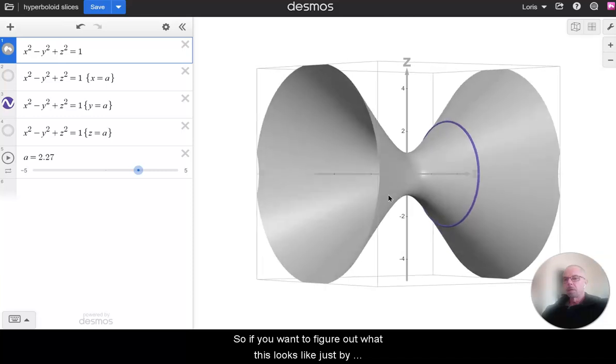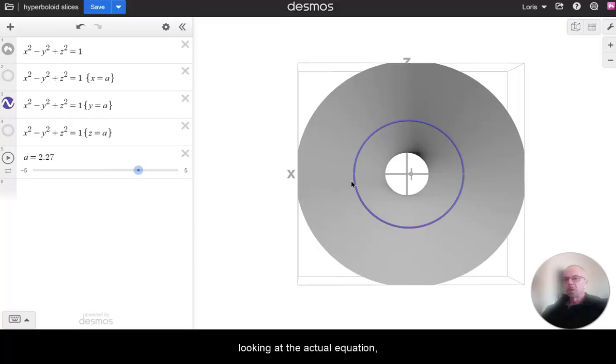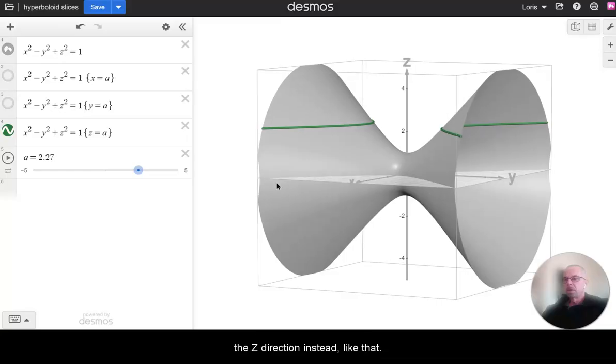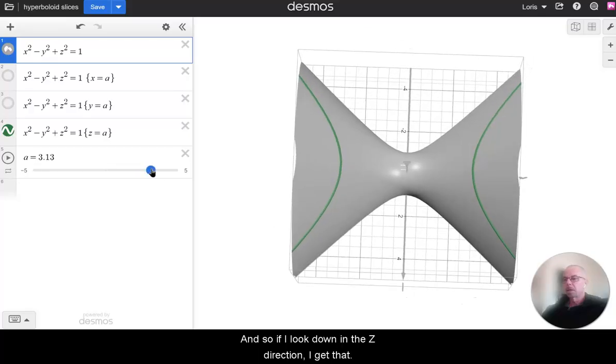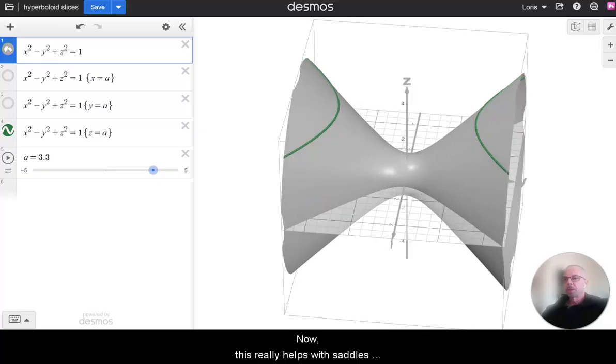So if you want to figure out what this looks like just by looking at the actual equation, this is how you can do it. If I let z be a constant, then you have hyperbolas in the z direction instead, like that. And so if I look down in the z direction, I get that.